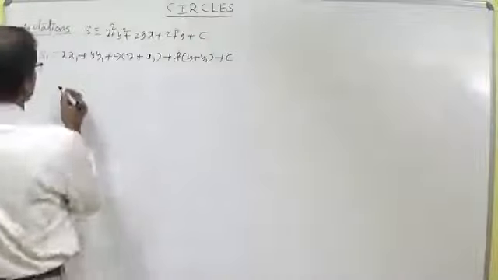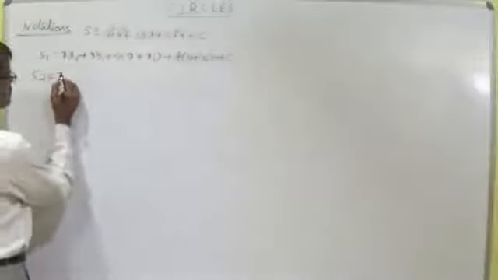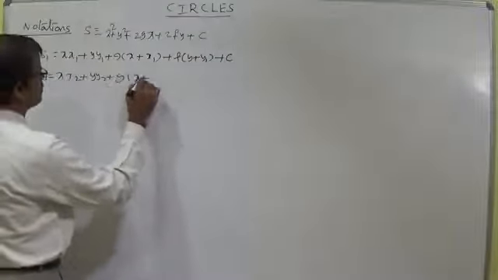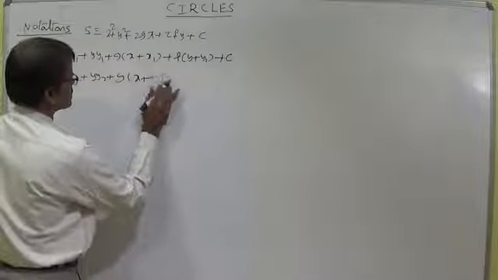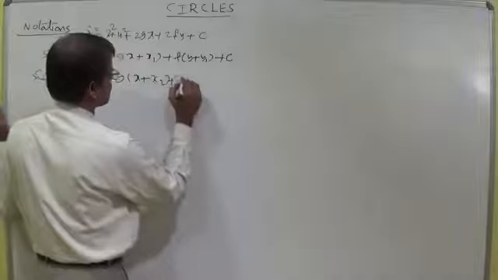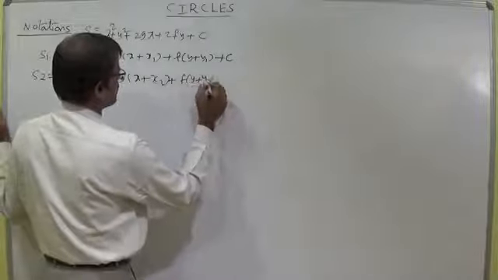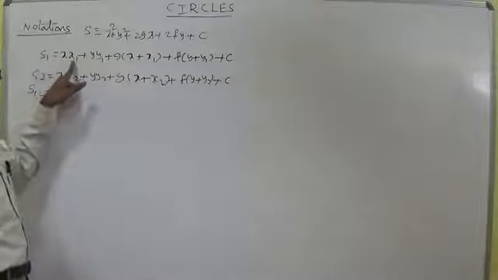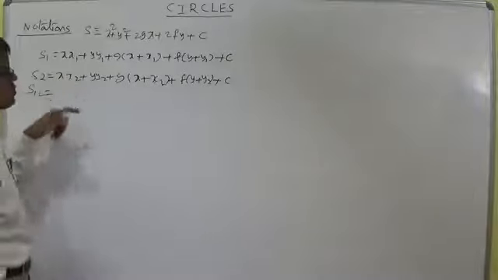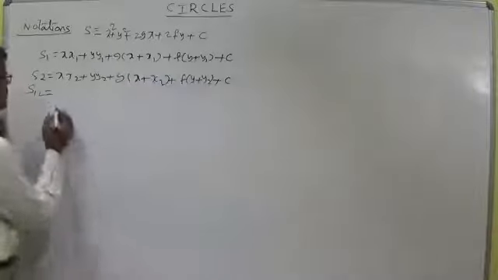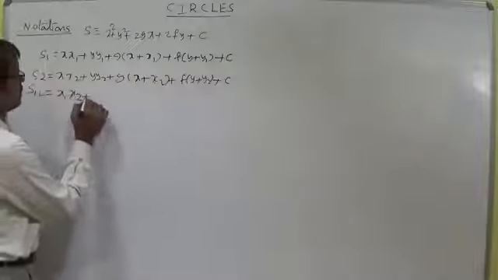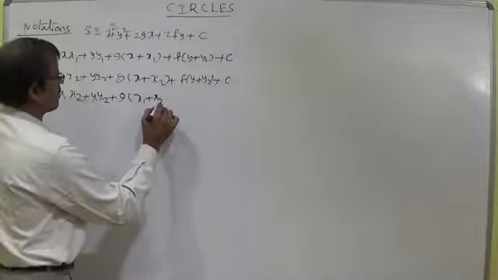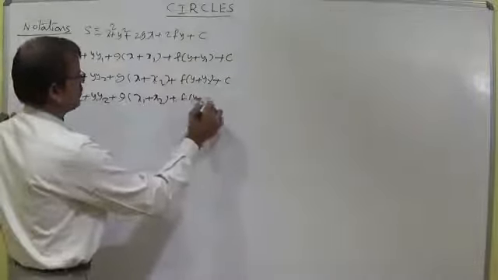Next one, S2. S2 is equal to xx2 plus yy2 plus g into x plus x2 plus f into y plus y2 plus c. If we compare with S1, you observed that wherever x1 is there, we simply substituted x2, and wherever y1 is there, we substituted y2. So the S2 notation is x1x2 plus y1y2 plus g into x1 plus x2 plus f into y1 plus y2 plus c.